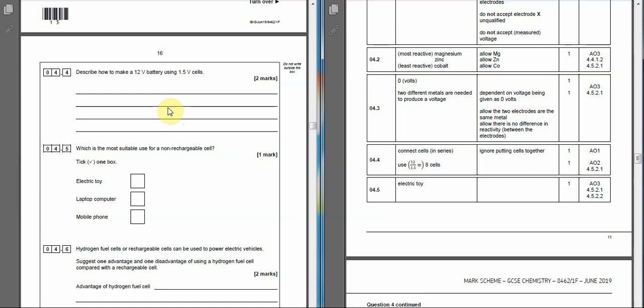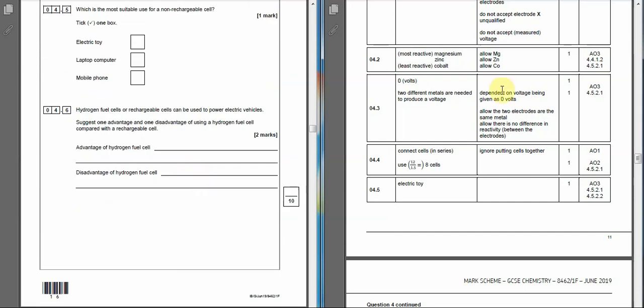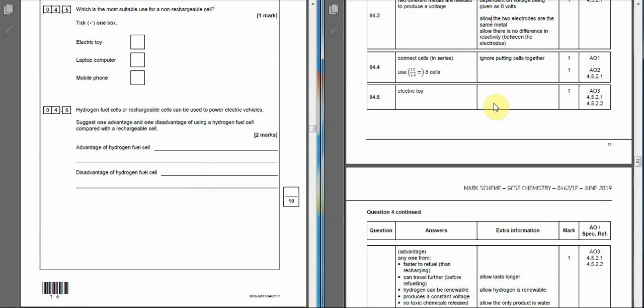4.5, how would you use a non-rechargeable battery or cell in an electronic toy? You don't use them in a laptop or a mobile because they've got too high of a power demand. You'd be going through batteries like it's no business.